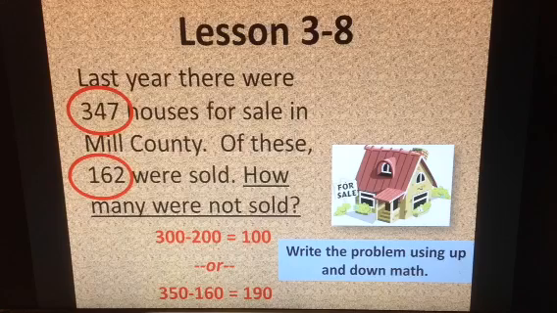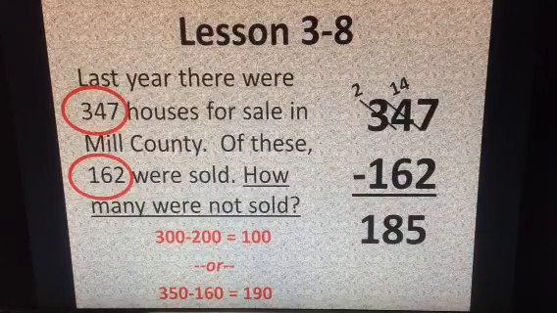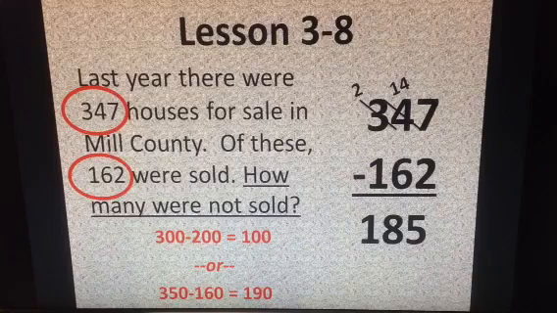Next thing to do is to write the problem using up and down math. So I want to see the number 347 above the number 162, lined up nice and neat with a subtraction mark as well. When we solve it, we're doing some regrouping, and we're getting 185.